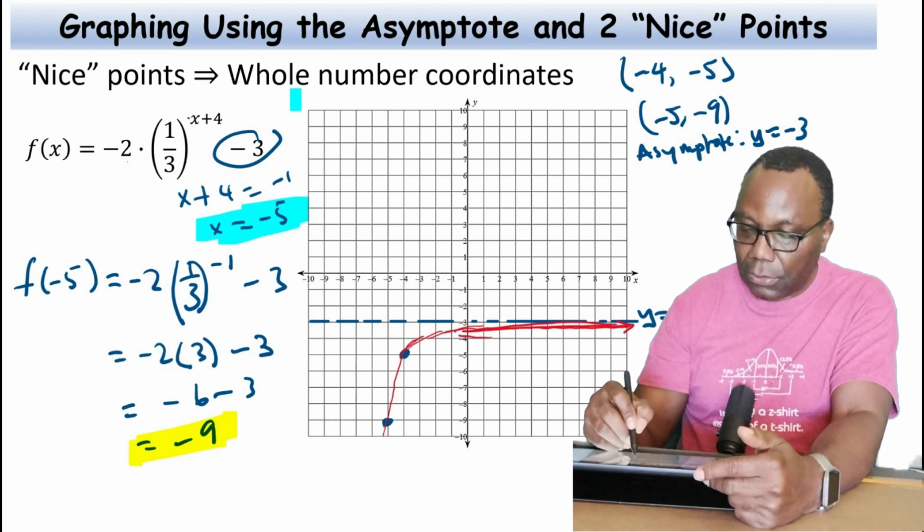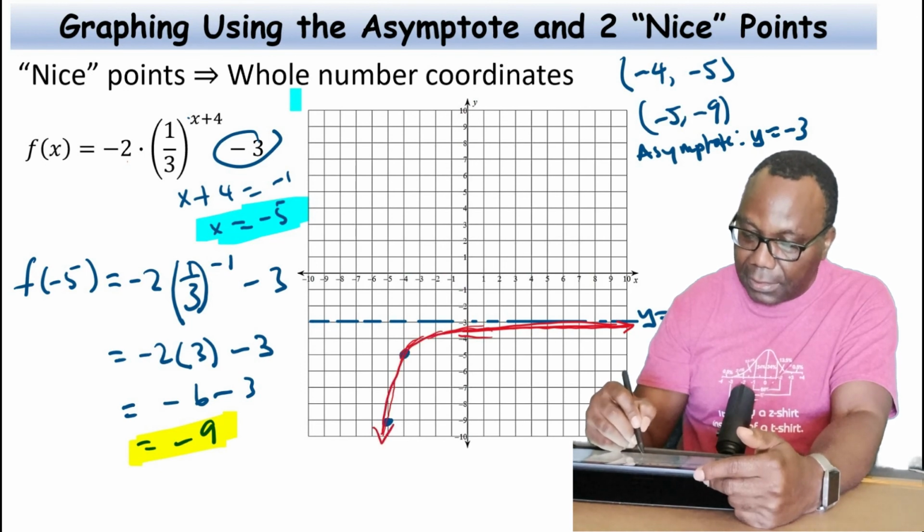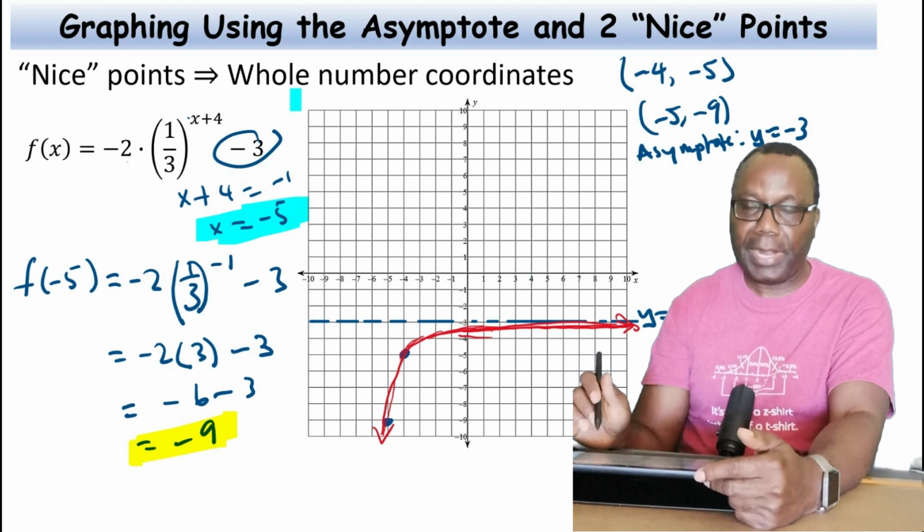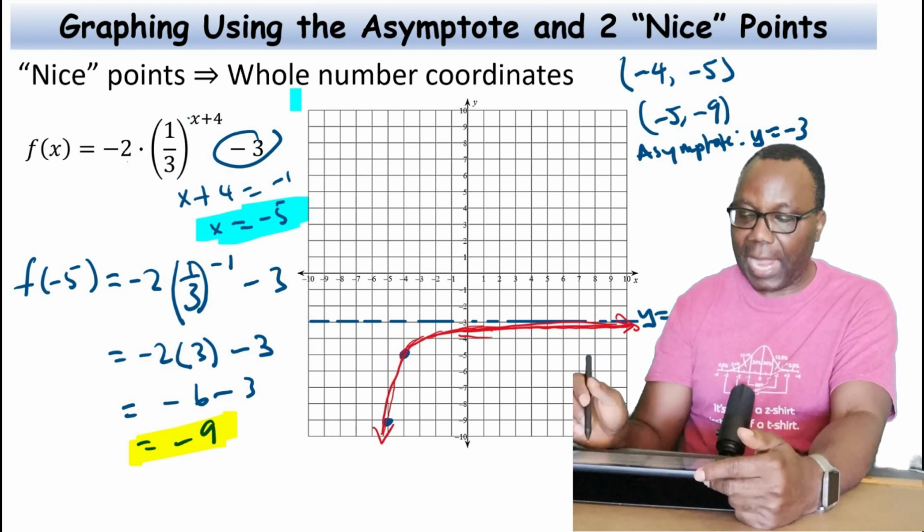Okay, so like I said, the goal of this is to be able to sketch this, because later on I'm going to ask you to find domain and range. As soon as you can sketch it like that, you can quickly tell what the domain and range is.